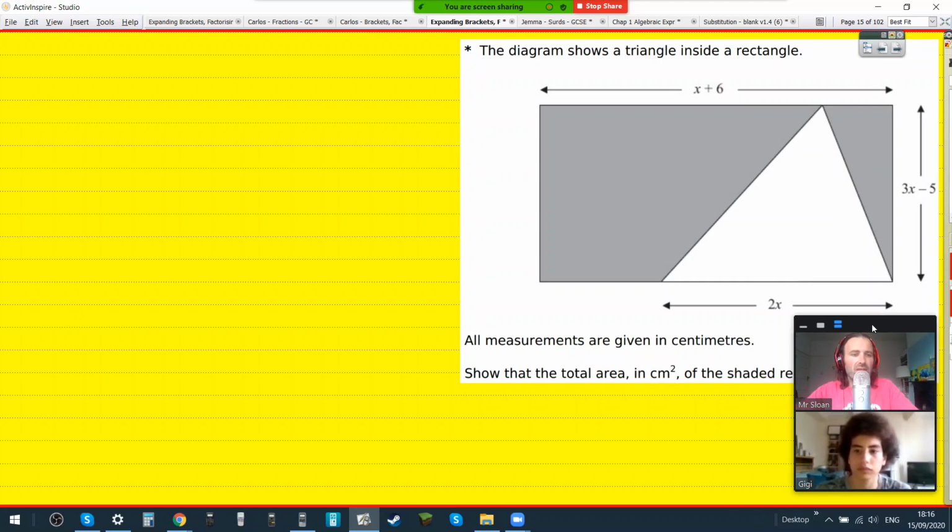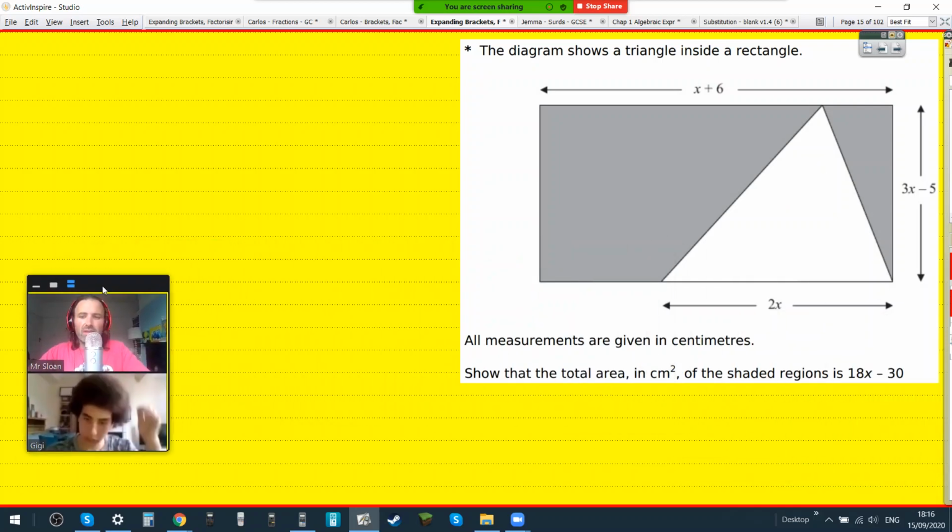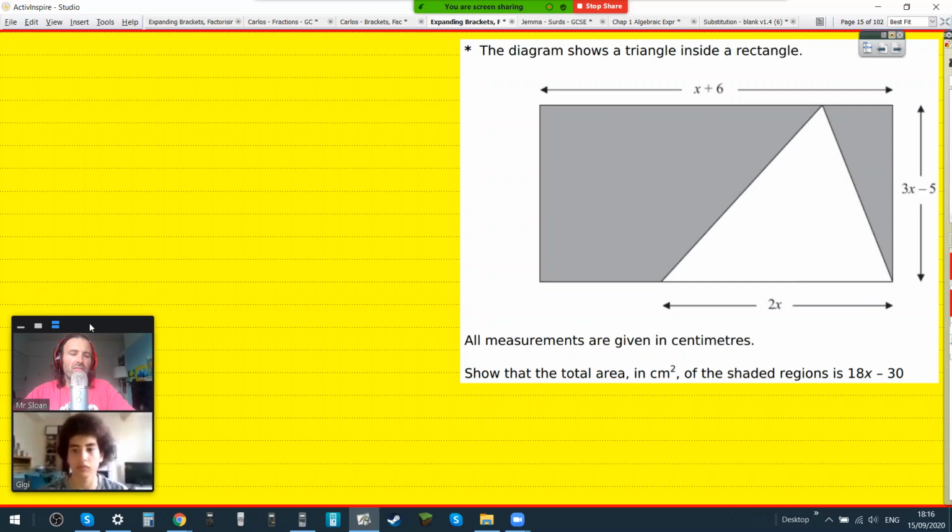Okay, it's getting weird, but let's try this one. All measurements are given in centimeters. Show that the total area of the shaded region is 18x minus 30.